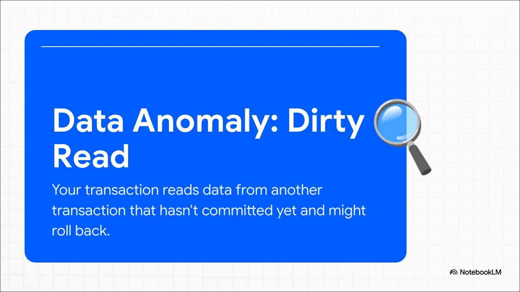Or what about this one, a dirty read? Your code reads some data that another transaction is in the middle of changing but hasn't committed yet. What happens if that other transaction fails and has to roll back? Well, you've just made a business decision based on data that never officially existed. You acted on phantom data.